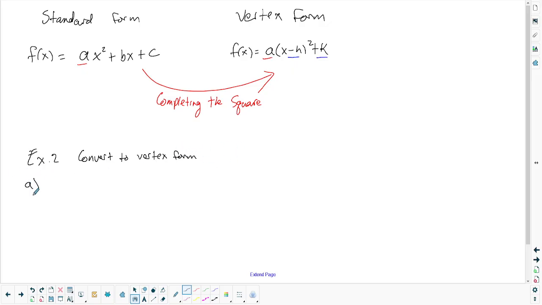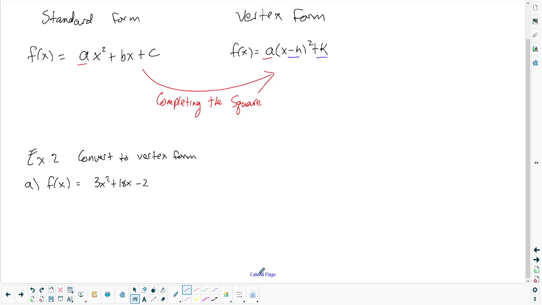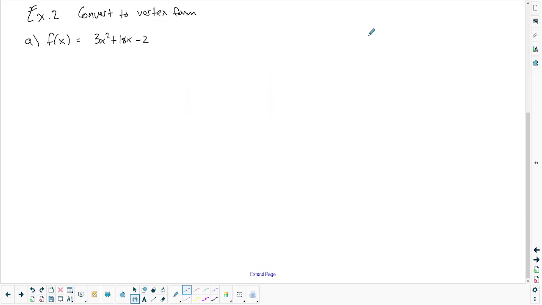Okay, so for the first one, we're going to convert f at x equals 3x squared plus 18x minus 2. So way over to the side here, we're trying to find this: y equals a(x minus h) squared plus k.